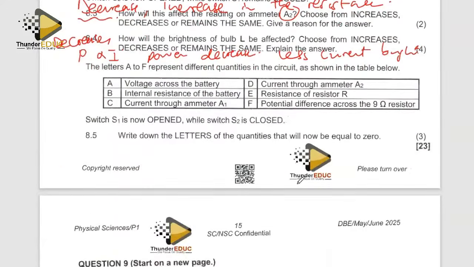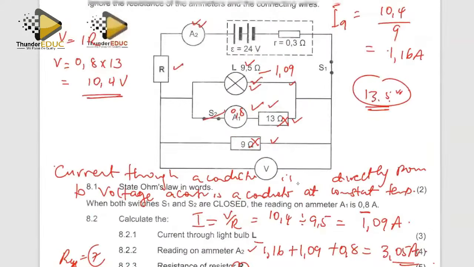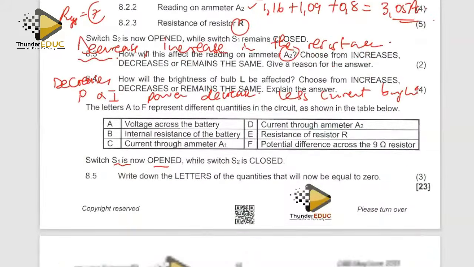Then we have letters A to F. So they want us to look at S1 being opened and S2 is closed. So this one is open, this one is closed. So the circuit is not complete. So, okay. So if it's not complete, which quantities will be equal to 0? That is the current, which is C.